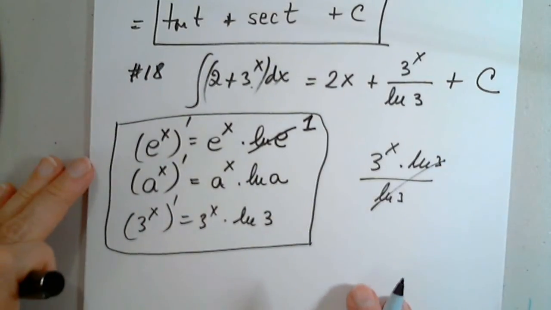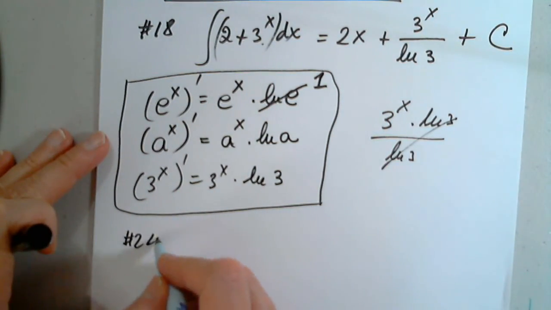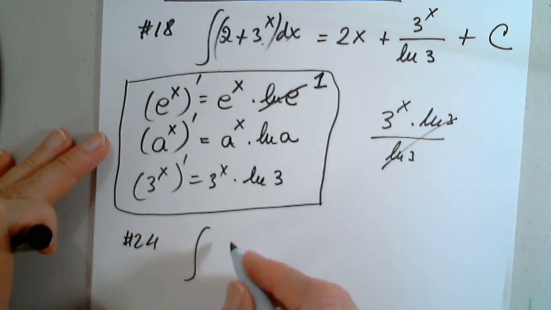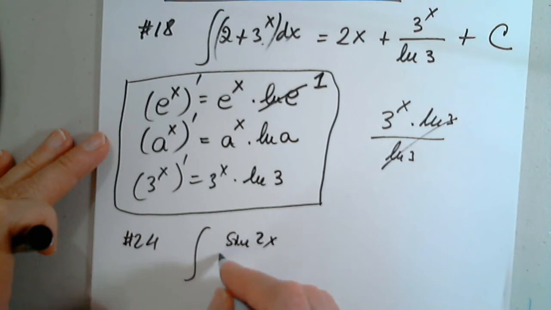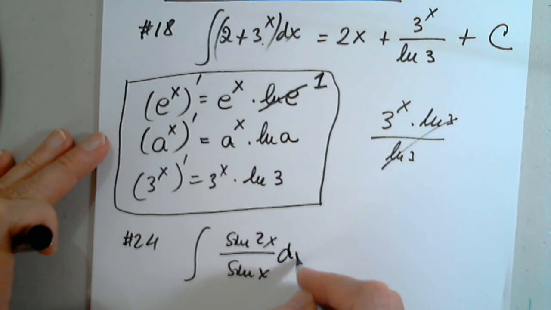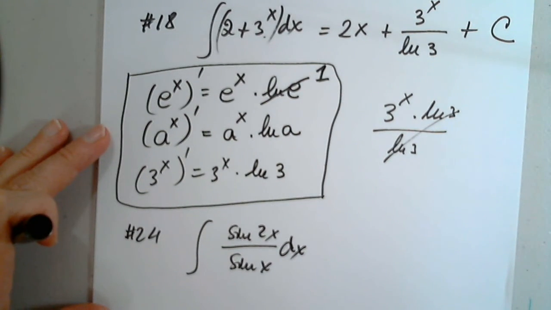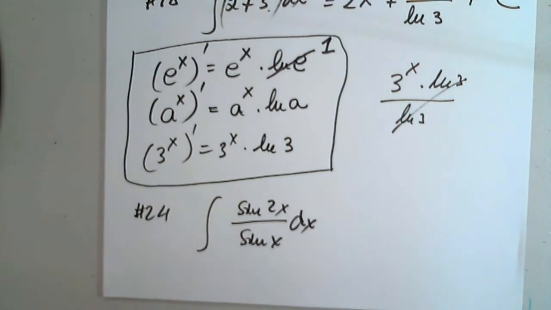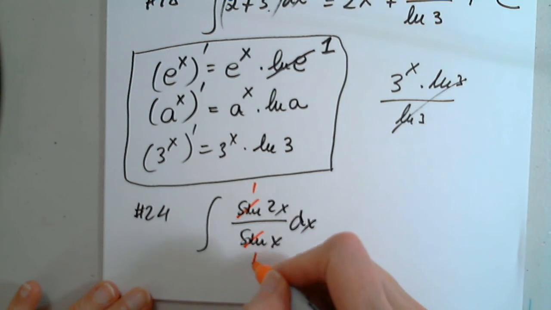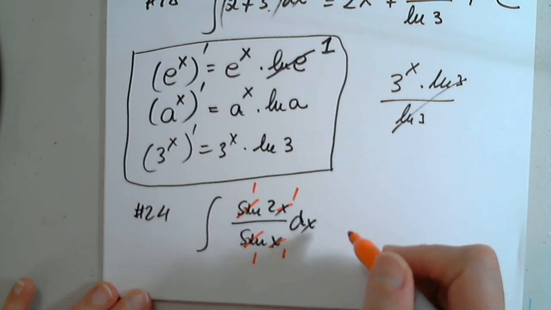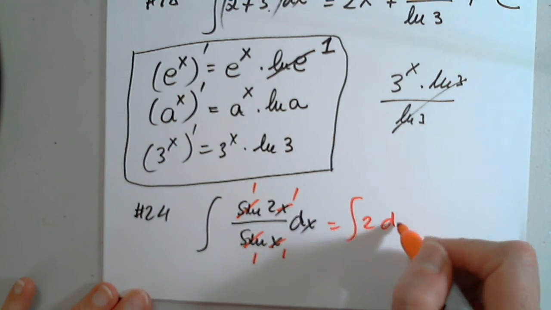24, very good. In 24, if we don't remember what sine 2x equals, we are in trouble. So anyone remembers what sine 2x equals? It's a trig identity, a very important trig identity of sine of the double angle. Please, I'm begging you, do not do this. I've seen it. And the student says, oh, this is the integral of 2 dx.